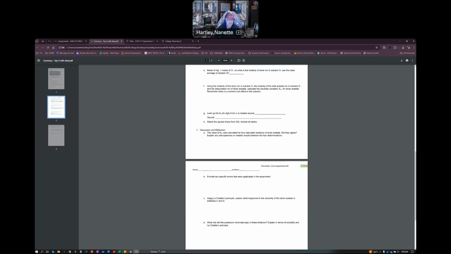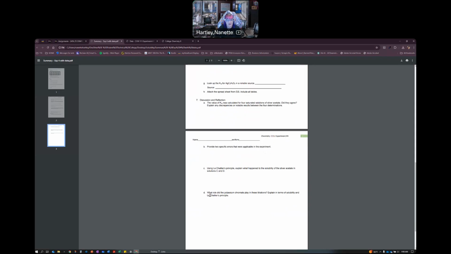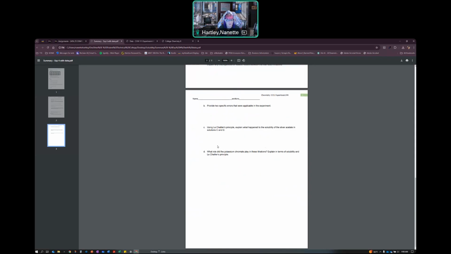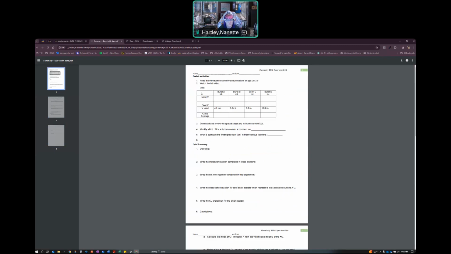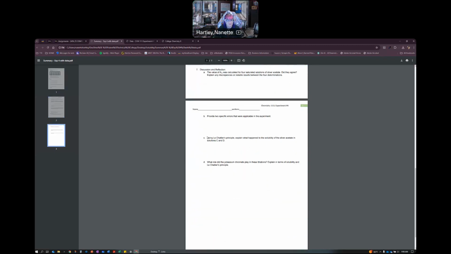Talk about Le Chatelier's principle. Explain what happened to the solubility of the silver acetate in solution C and D. So talk to me about what might be going on there. And what role did the potassium chromate play in these titrations? Explain in terms of solubility and Le Chatelier's principle. Okay, so I want plausible reasons for what might be going on there. Give it some thought. Why might those be going on? So some ideas of what might be going on there.